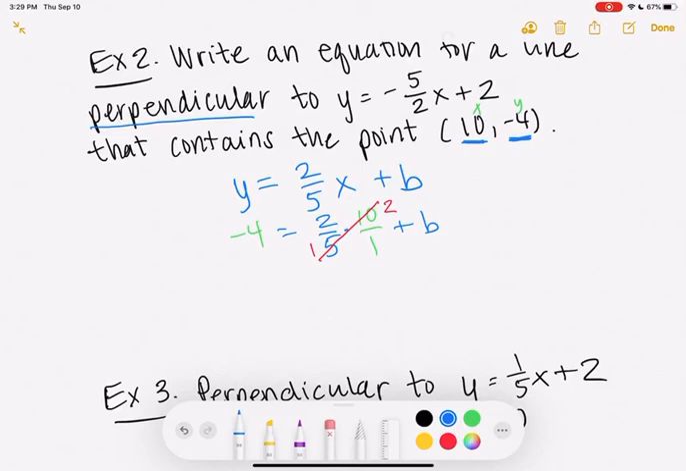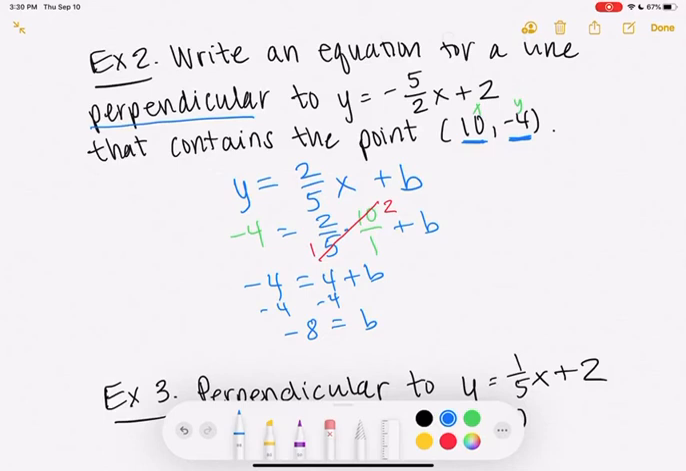So I'm doing this to try to figure out what b is. Okay, so -4 equals 4 plus b. Subtract 4 from both sides. You get -8 equals b. Is that our answer? Is our answer b equals -8?